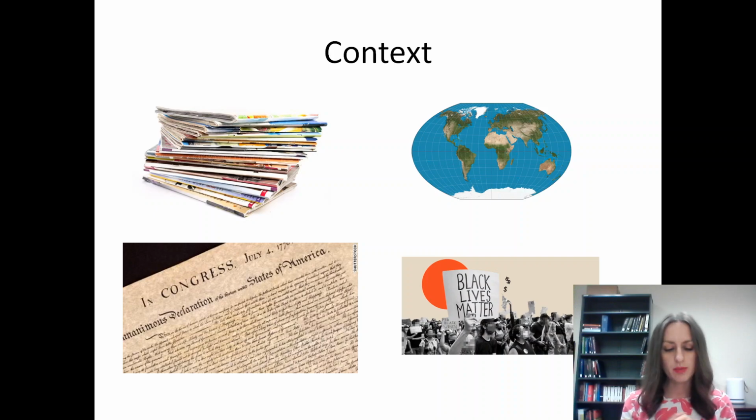Was it in a newspaper? Why that specific magazine? So this is my stack of magazines here. Why that specific magazine, or why next to this article? Or think about a television commercial, right? When do they run a television commercial?